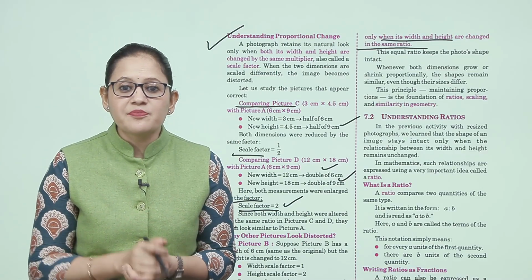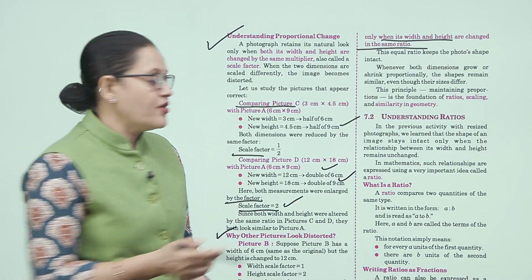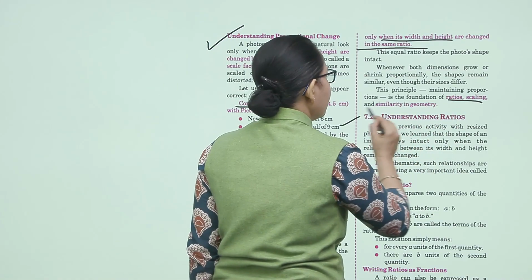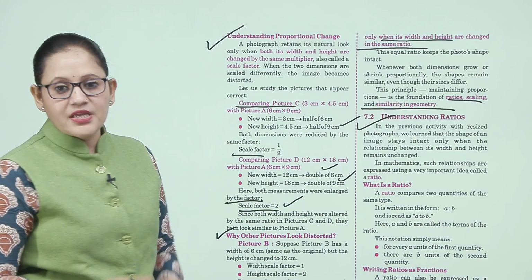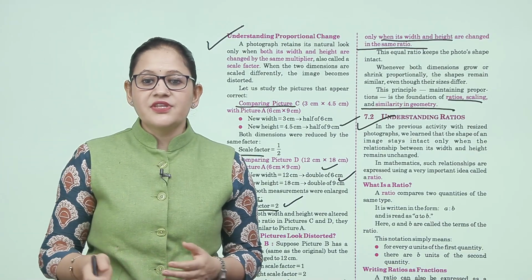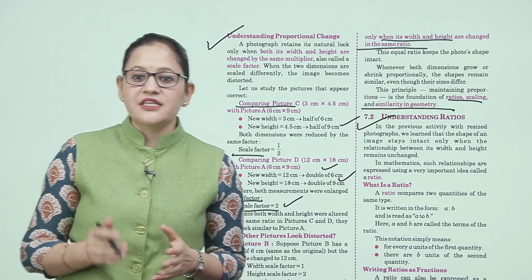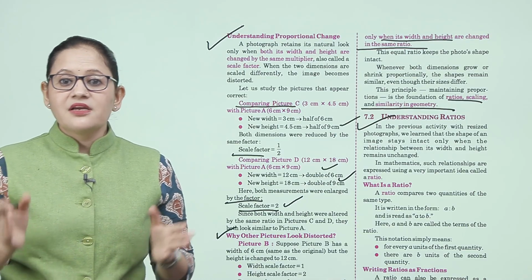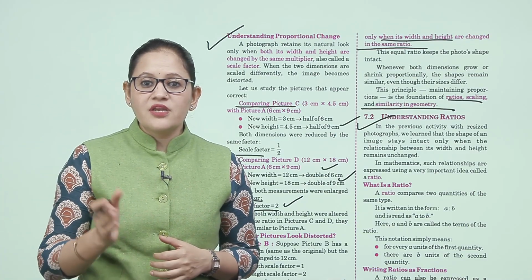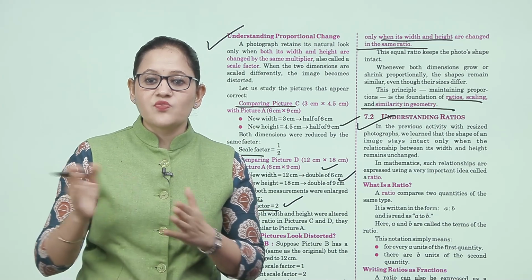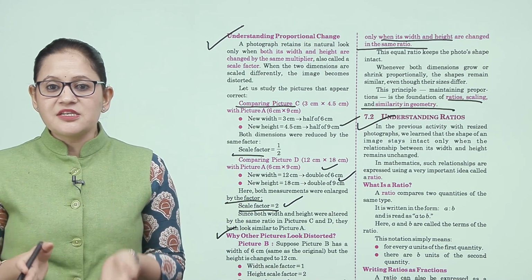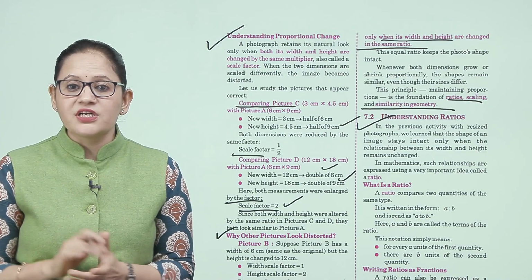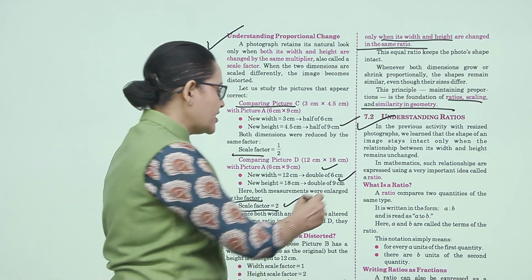The principle of maintained proportion is the foundation of ratio, scaling and similarity in geometry. Now, understanding ratio. In the previous activity with the resized photograph, we learned that the shape of an image stays intact only when the relationship between its width and height remains unchanged. In mathematics, such relationships are expressed using a very important idea called ratio. Now what is a ratio?